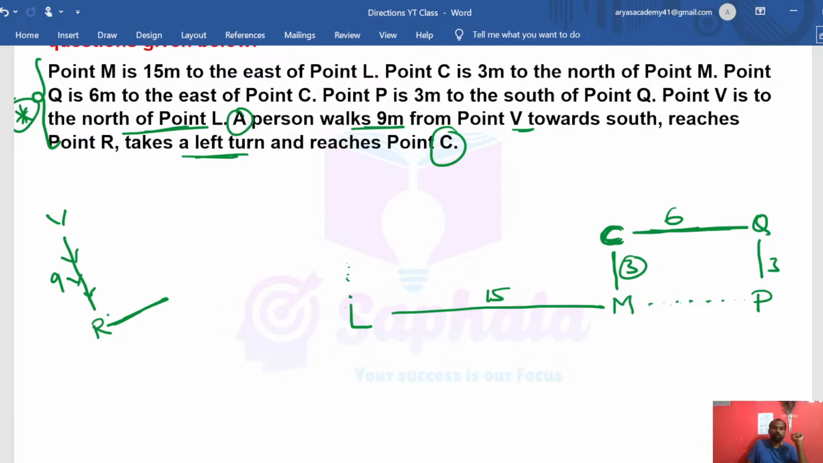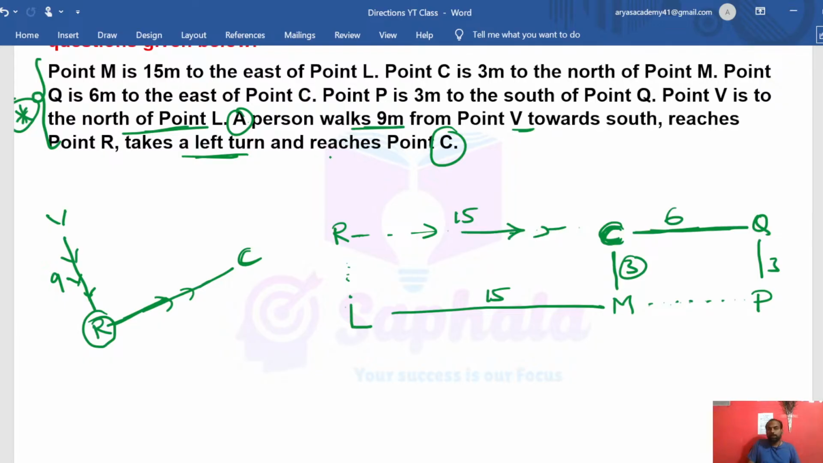So here the point R is coming. From R, if I go in this direction, the east direction, I will reach C. That means I come here. I have to be here, no? So R definitely has to be here. So I have to go for 15 meters in east direction to reach point C.